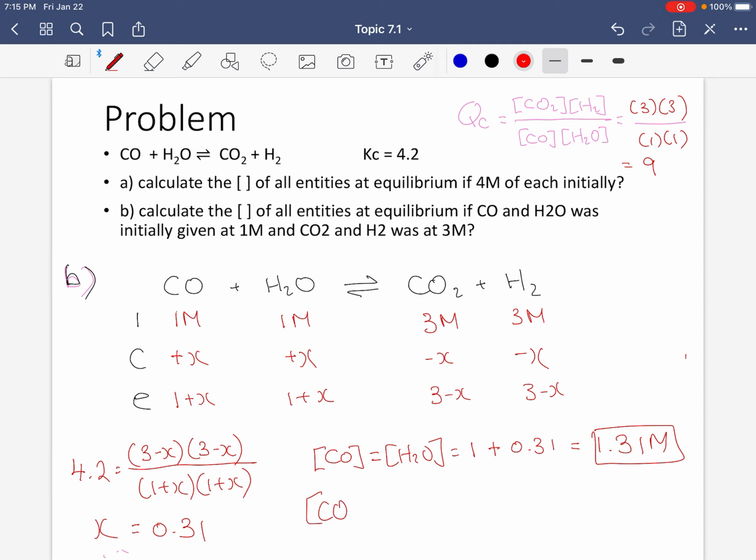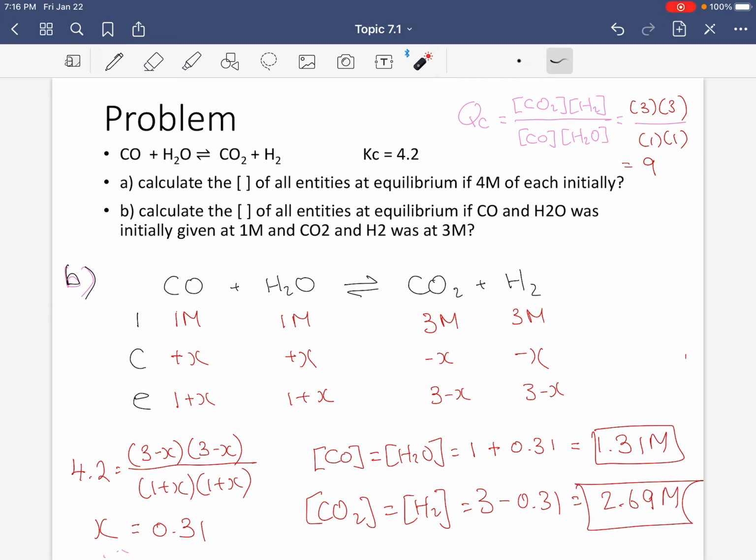Whereas CO2 is equal to H2 and it's 3 minus x. So in this case, why did I write x? I know what x is. And it's going to be 2.69. Again, a way to check is to plug these numbers back into your QC expression and see if it equals 4.2. Very important.